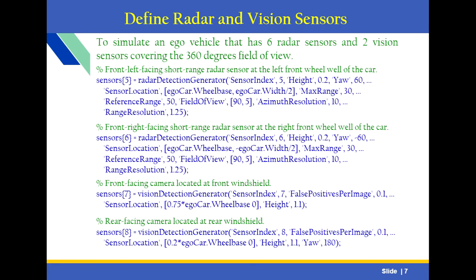Next, front left facing and front right facing short range radar sensors at the left front wheel and at the right front wheel. Then a front facing camera located at the front windshield. Also there are 2 vision cameras. The first vision camera is located at the front windshield, and the second is a rear facing camera located at the rear windshield. These are the Matlab functions we are going to implement.